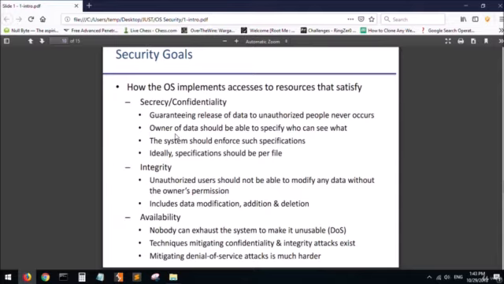But integrity: make sure that the data cannot be written or changed, but we can read it, no problem. An example of that is the hash functions, SHA-1, SHA-512, MD5, and so on. Availability: make sure that the system is available.